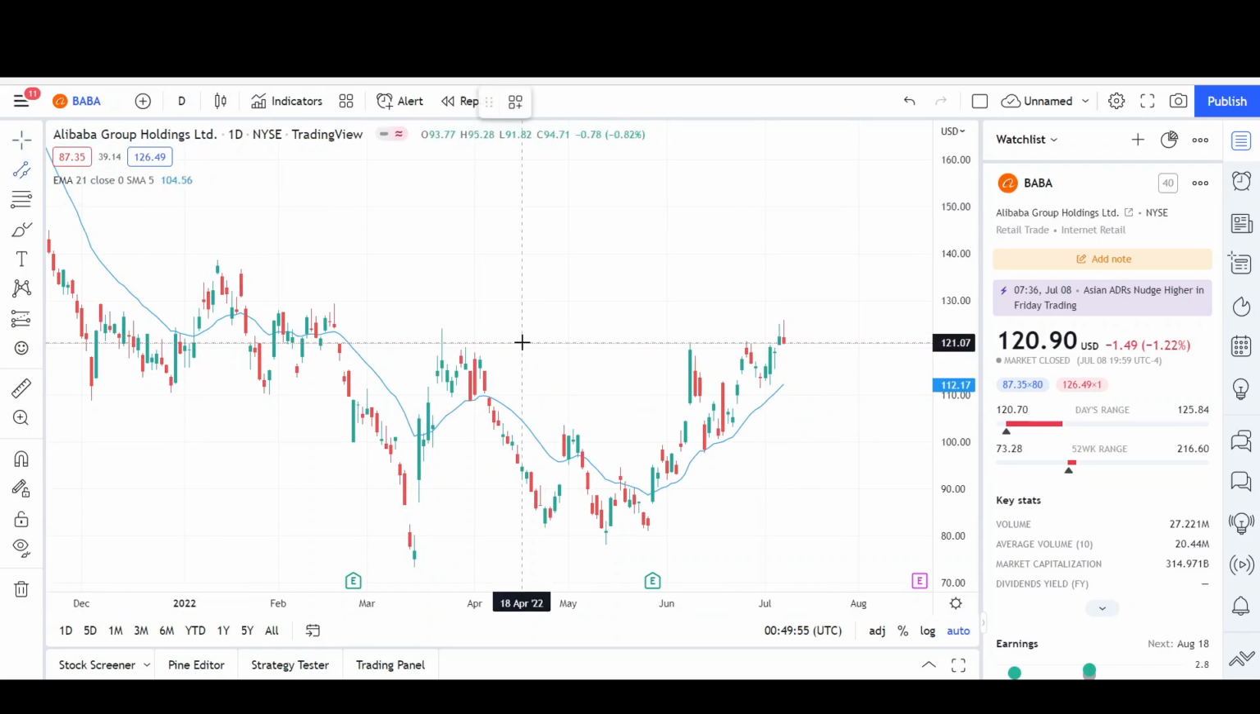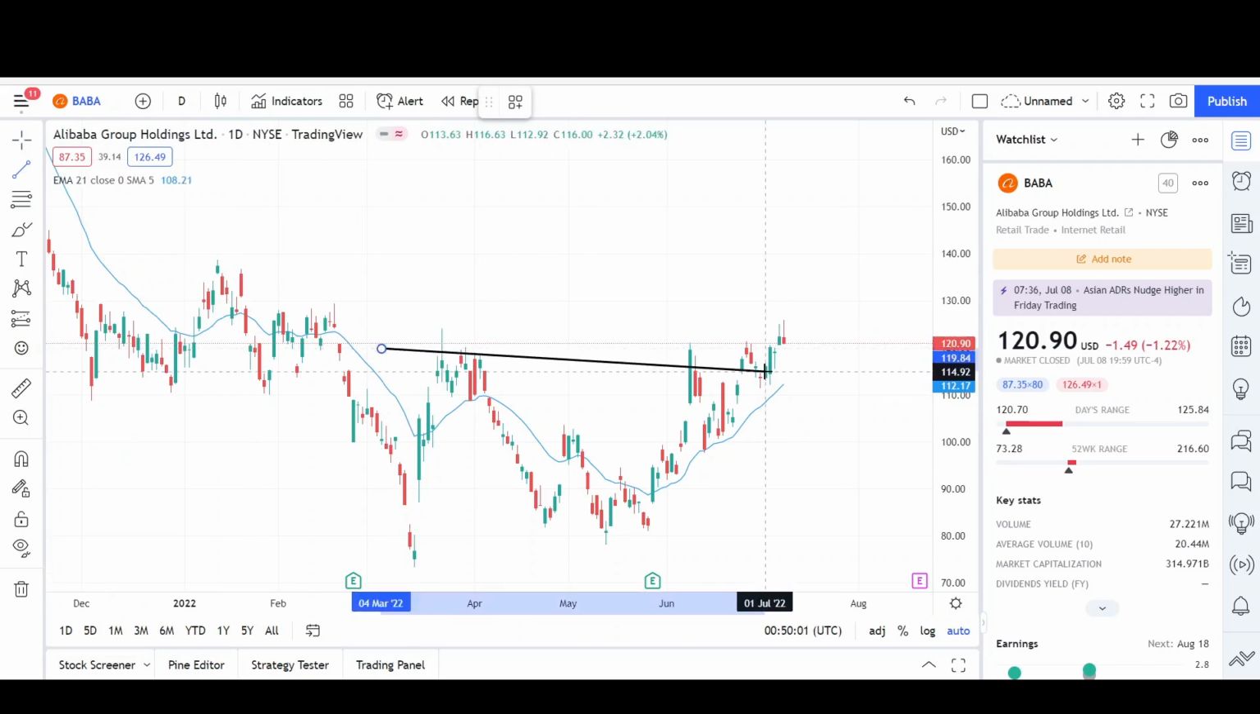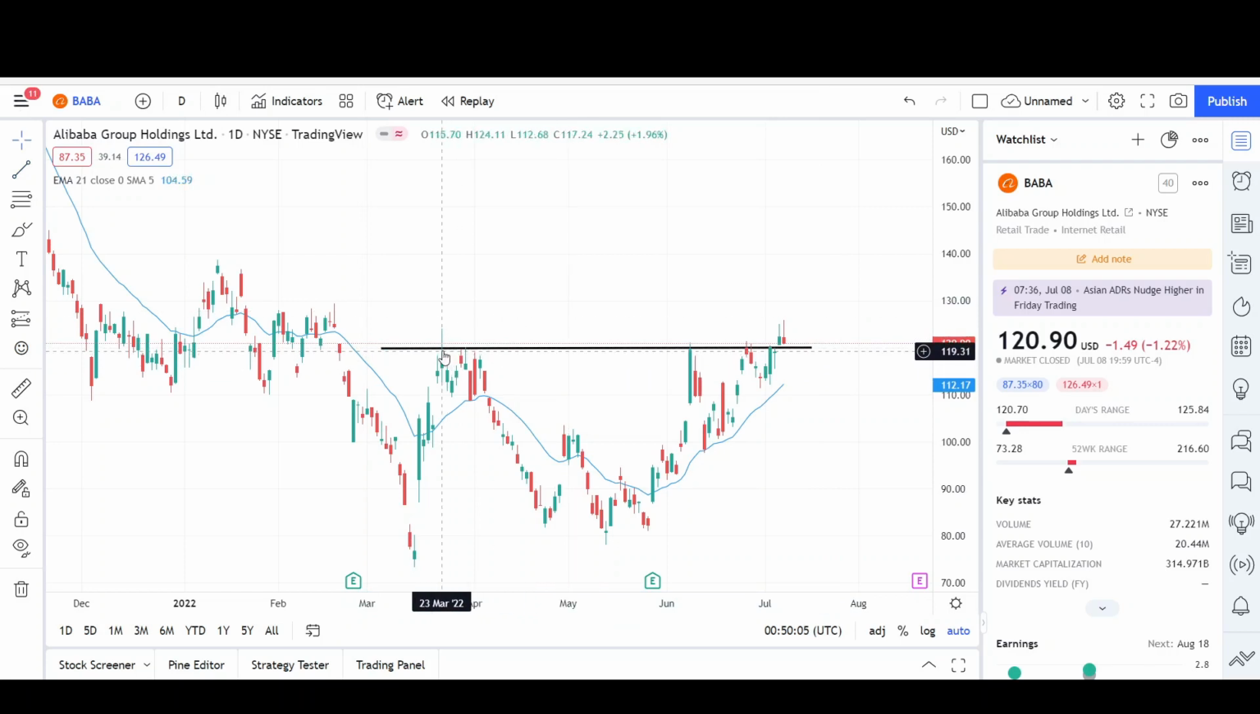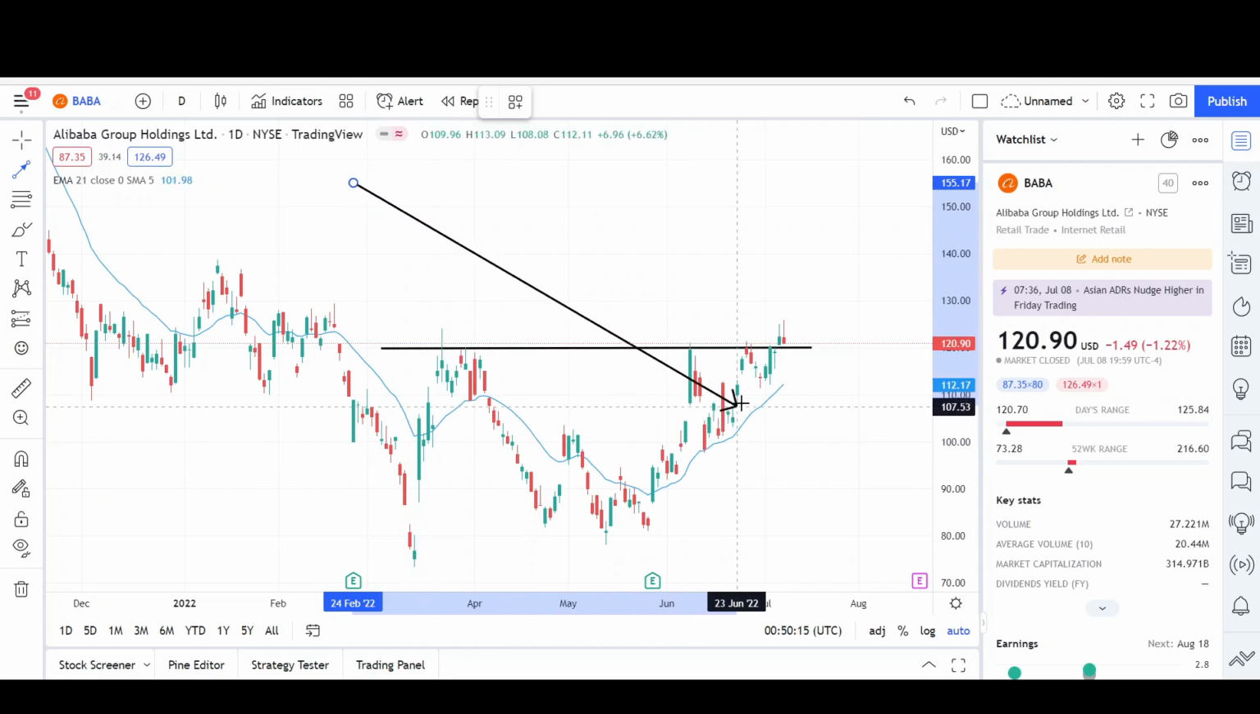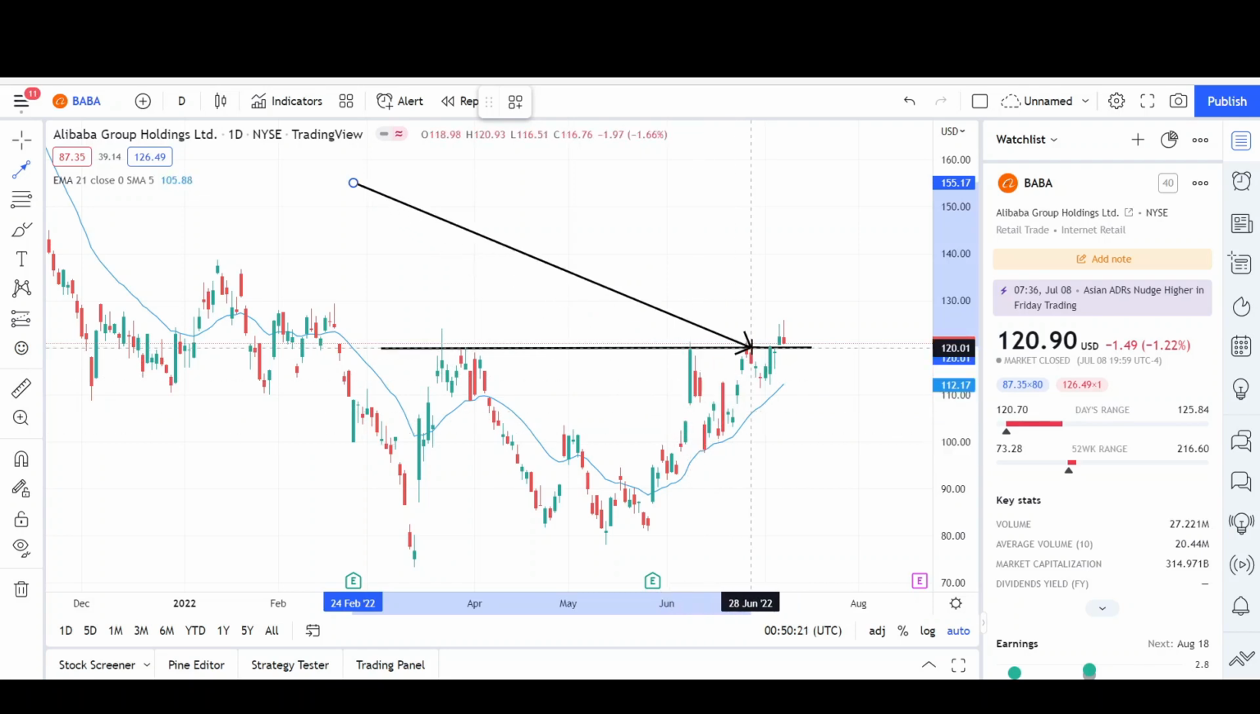Well, it looks like Alibaba had a breakout. I was expecting this breakout to occur last week. You can see this 120 level was acting as resistance for several months, pretty much since March. Every time we came up to this price level at the 120, we got rejected. But prices were continuing to make higher lows.